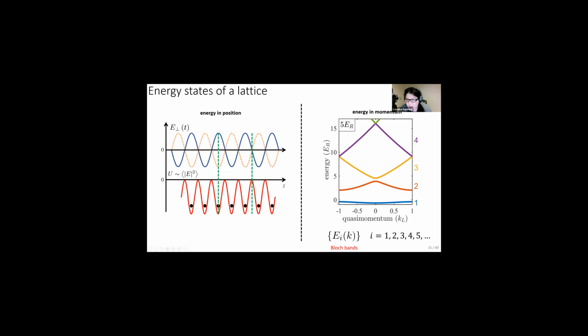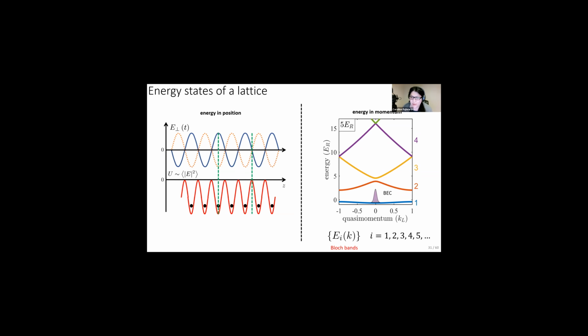The point is that the available energies to the atoms are indicated by these colored lines here. There's a first energy level, which is this blue, the second one, which is this red one, a third one, which is this yellow one, and a fourth one, which is this purple one, et cetera. On the y-axis is the energy, and on the x-axis is what's called quasi-momentum, which for the purposes of this talk, you can think about as just the momentum. That is to say that the energy of these atoms is a function of the momentum, which should make sense.